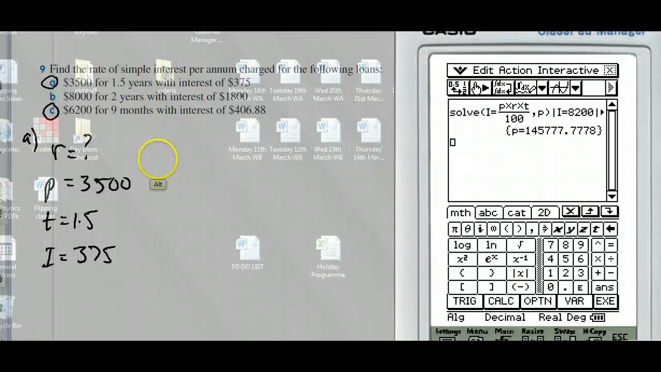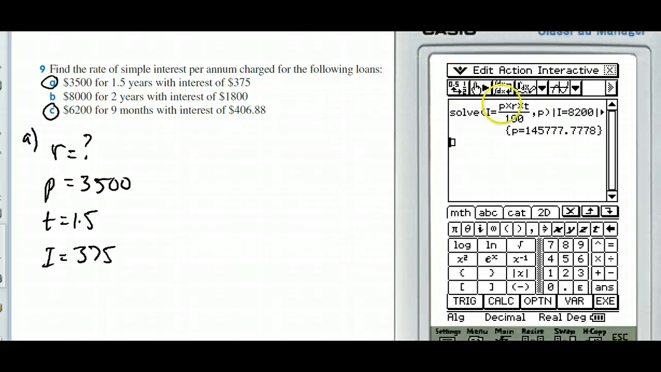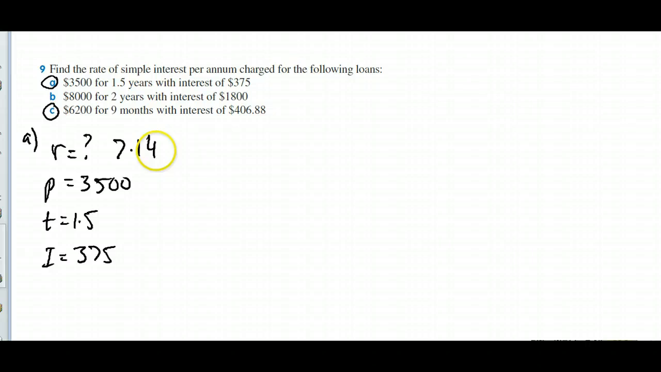Alright, so this is the first time I think that we've had to work out R. Let's hope it all works out okay. So we know I is 375. We don't know R. We're going to replace R with P equals 3,500 and T equals 1.5. Okay, so it's told us that R equals 7.14%. That's going to be a percentage. So that's the rate of return that we need, the rate of simple interest.